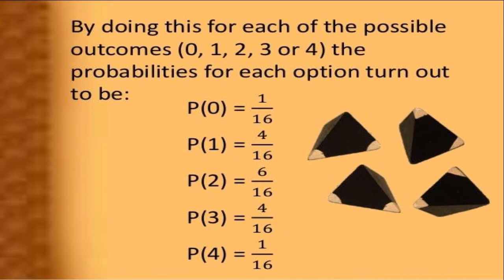Finally, by doing this for each of the possible outcomes, 0, 1, 2, 3, or 4, the probabilities for each option turn out to be P, 0 equals 1 of 16 or 6.25%. P, 1 equals 4 of 16 or 25%. P, 2 equals 6 of 16 or 37.5%. P, 3 equals 4 of 16 or 25%. P, 4 equals 1 of 16 or 6.25%.